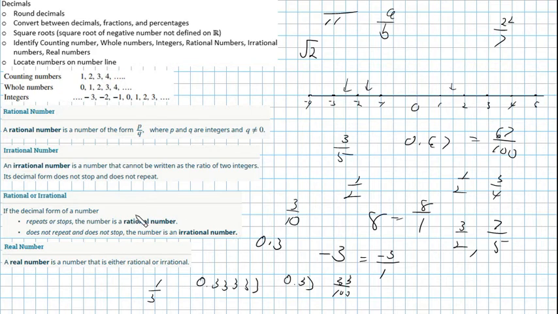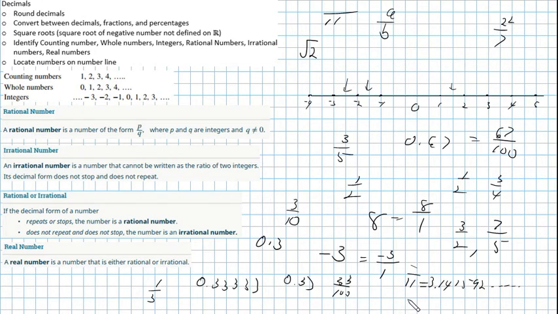Now if it does not repeat and does not stop, then it's an irrational number. So let's look at pi. Pi, we can start off looking at pi as 3.141592, and it goes on and on and on, and you will never find a group of digits that repeat forever, right? So then pi is irrational, right?